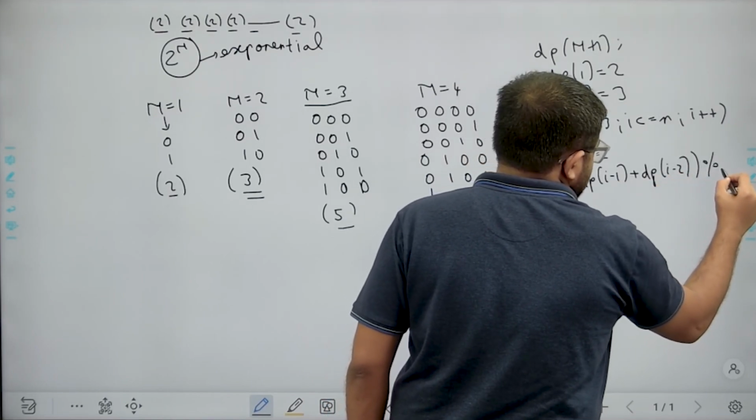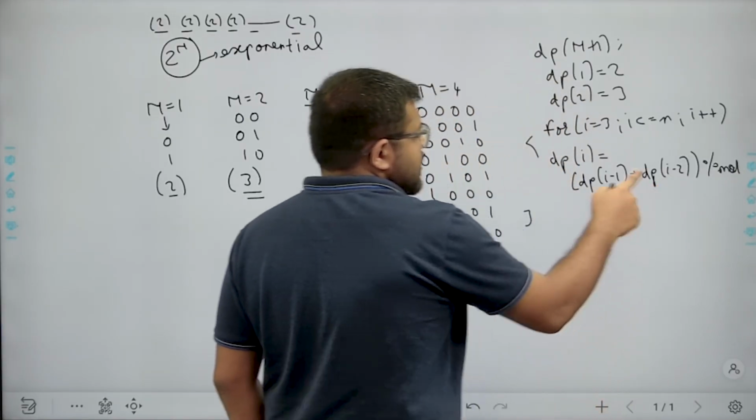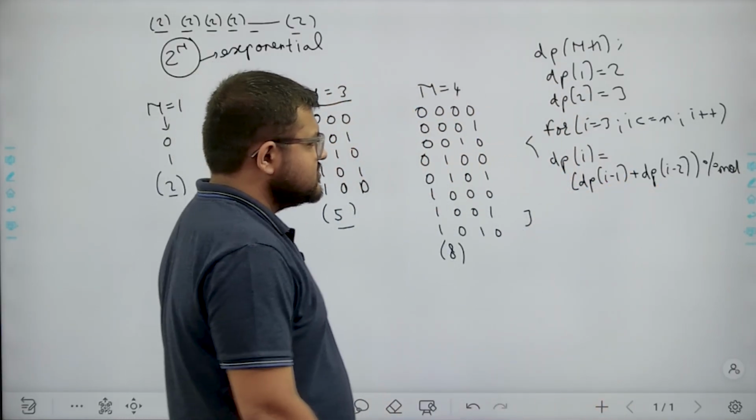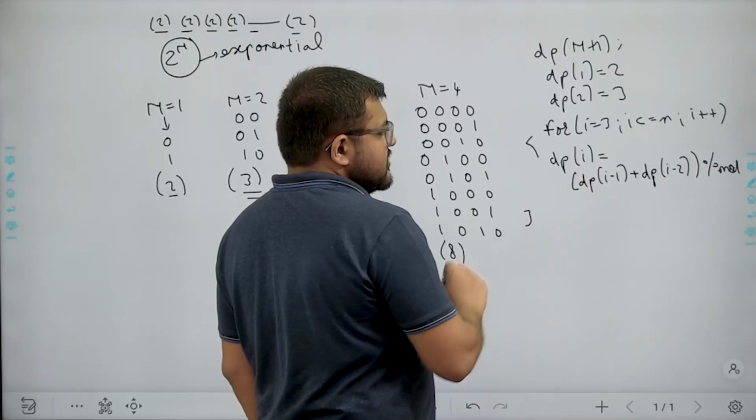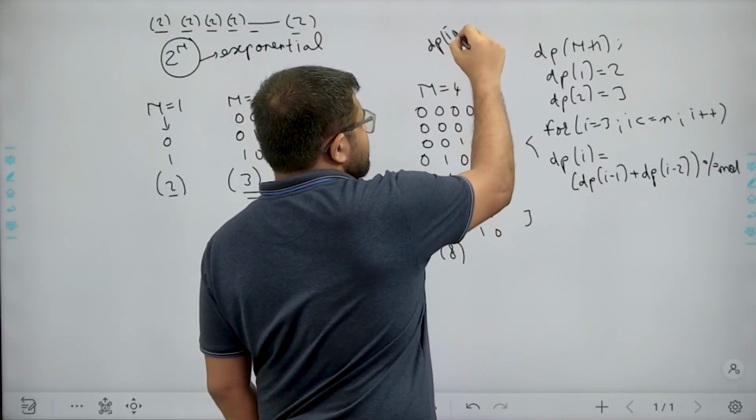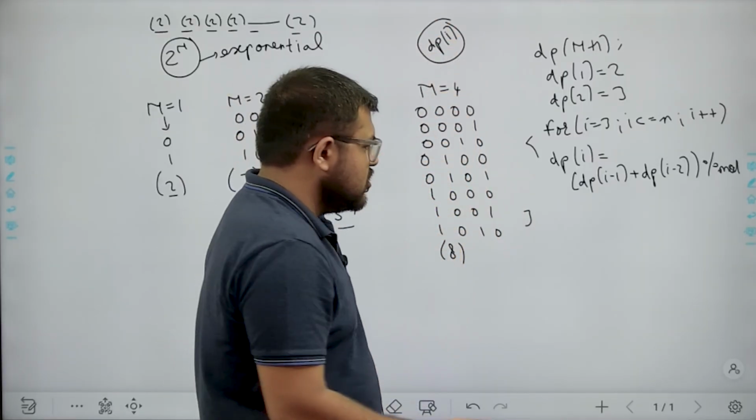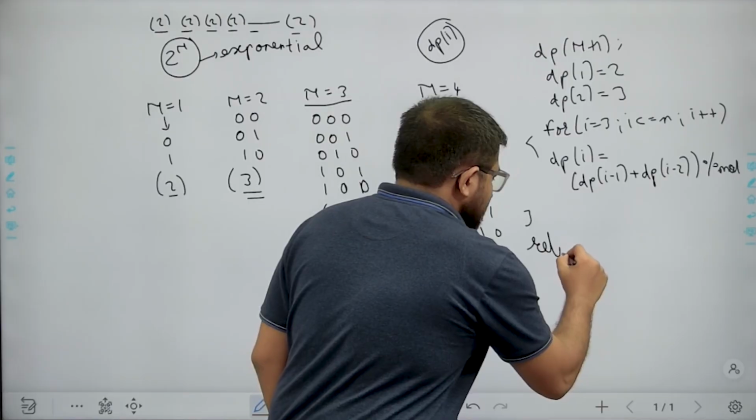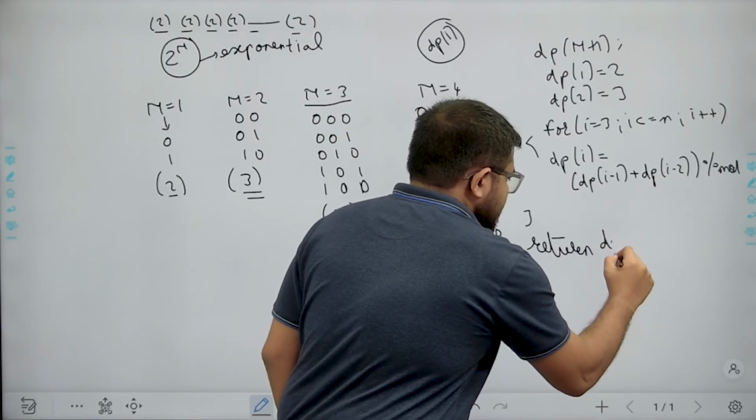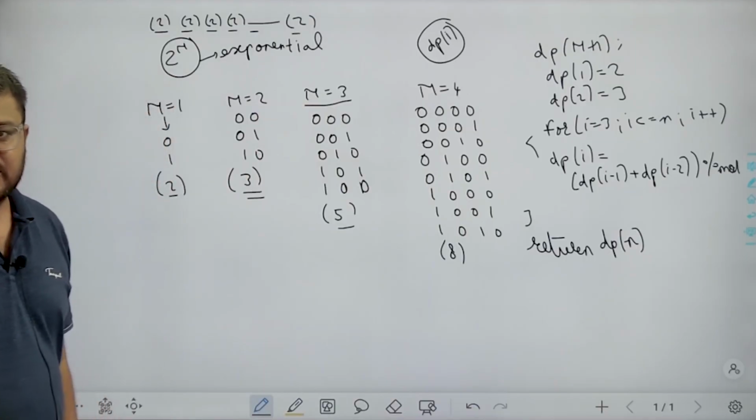At every step I will take modulo mod, because we have been told to take modulo 10 to the power 9 plus 7. So I will calculate this dp table. What does it indicate? dp[i] indicates the number of possible binary strings of length i where there will be no two consecutive ones. And finally I will return dp[n].